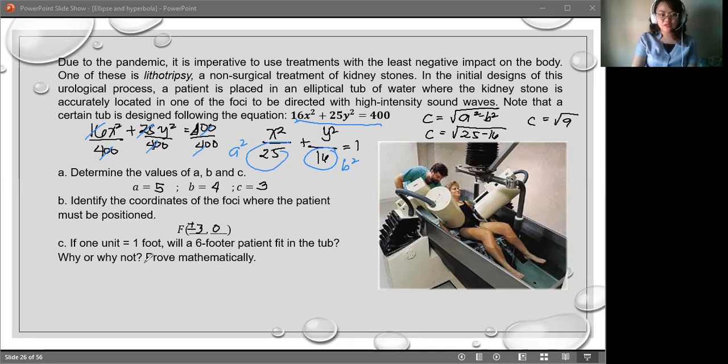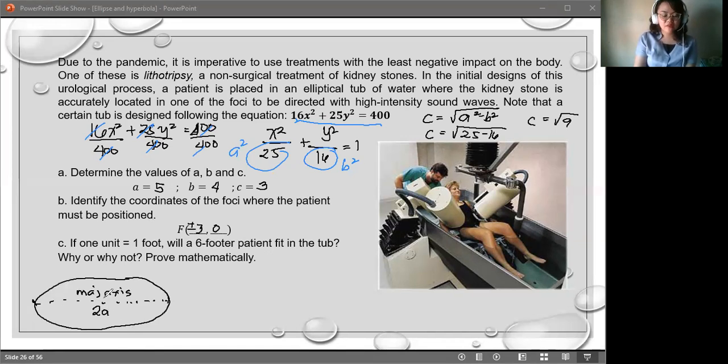If 1 unit equals 1 foot, will a 6-footer patient fit in the tub? Why or why not? Prove mathematically. Let's say that we have an ellipse that is horizontal. This is for case 1. We are asked whether a 6-footer patient will fit in the tub. Let's see, how long is this tub anyway? So to be able to identify how long this is, remember that this is now our major axis. And what is the measurement of the major axis again? It is 2a.